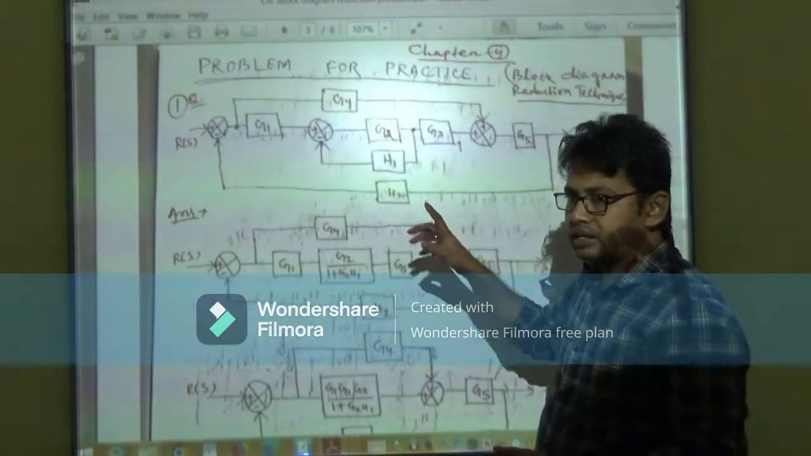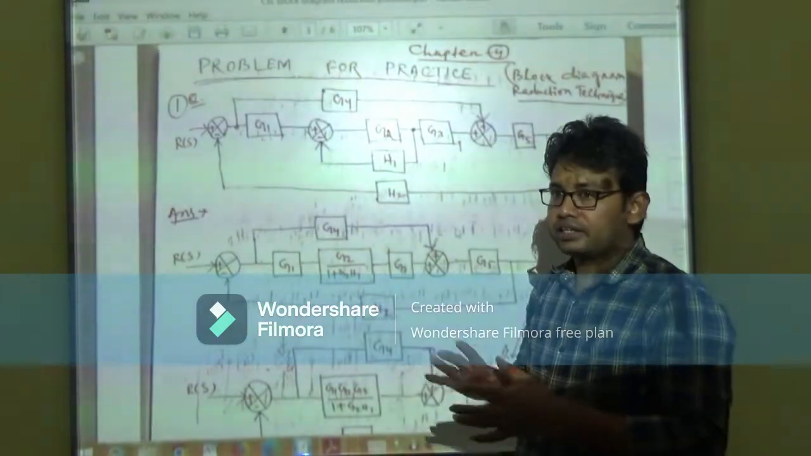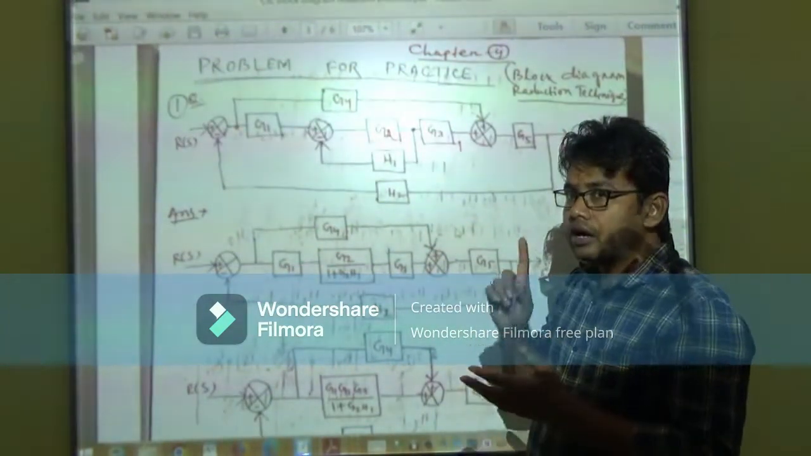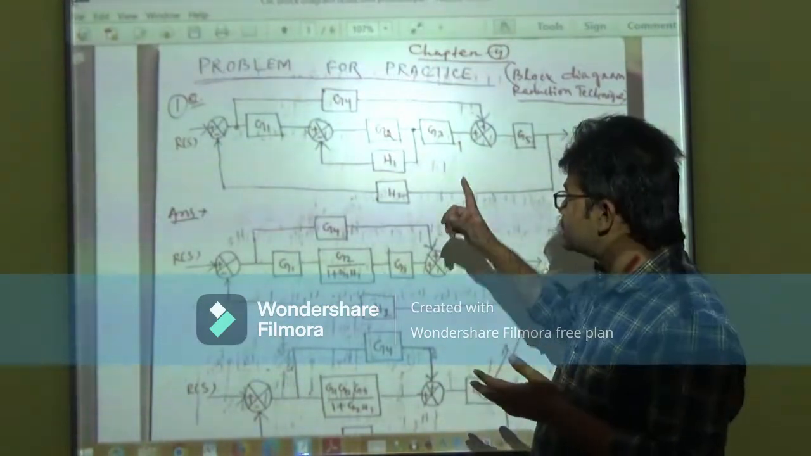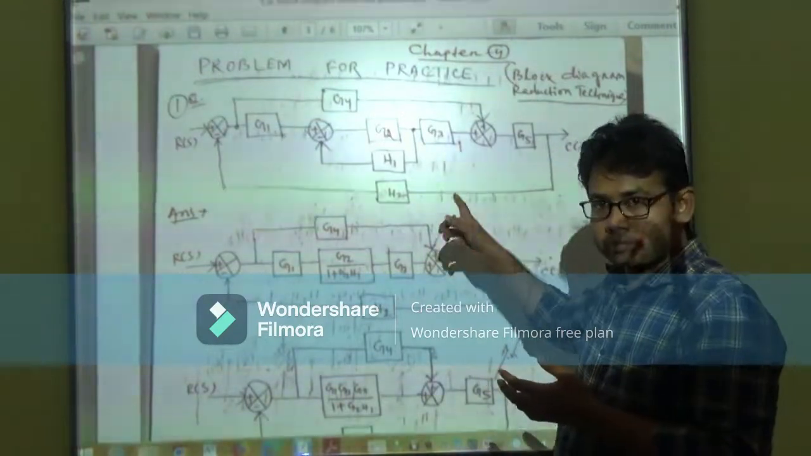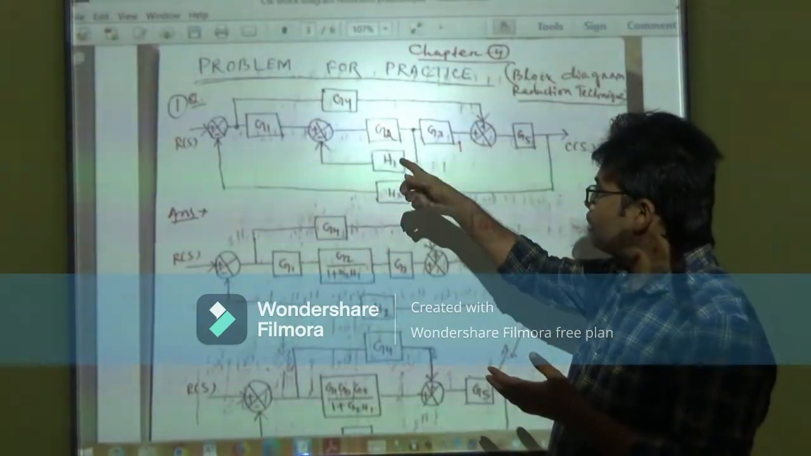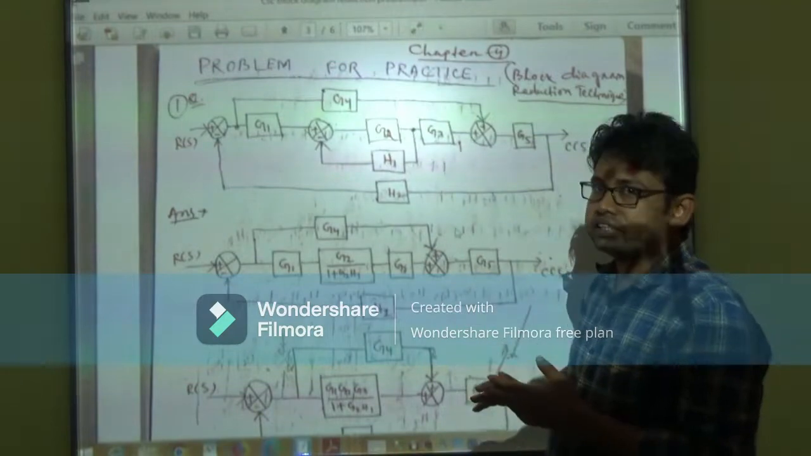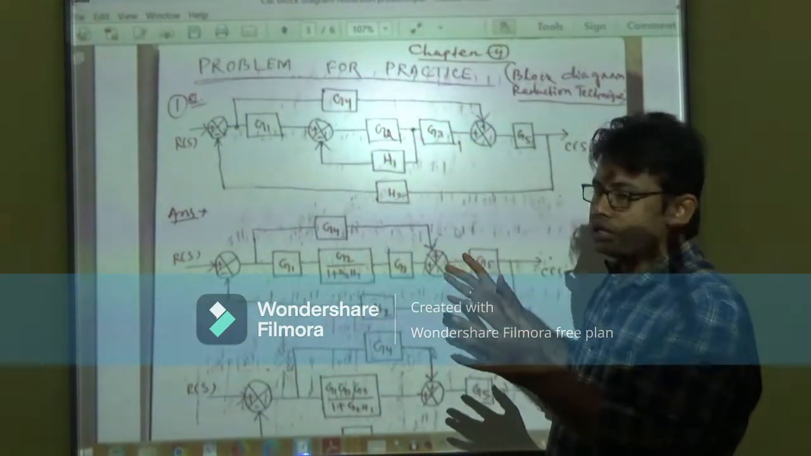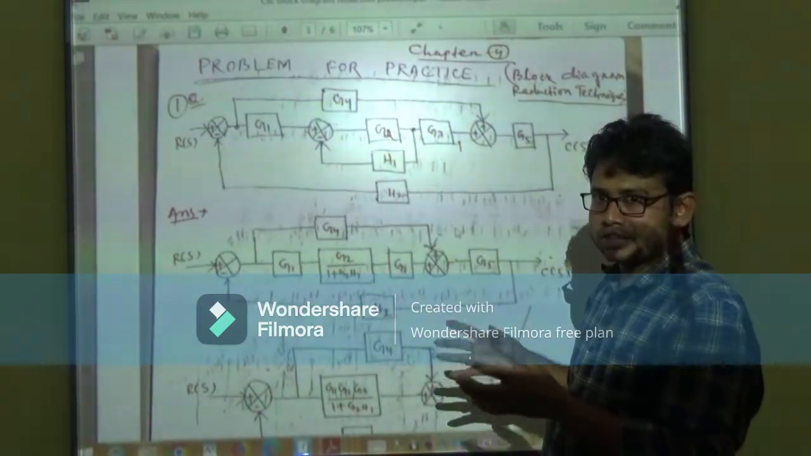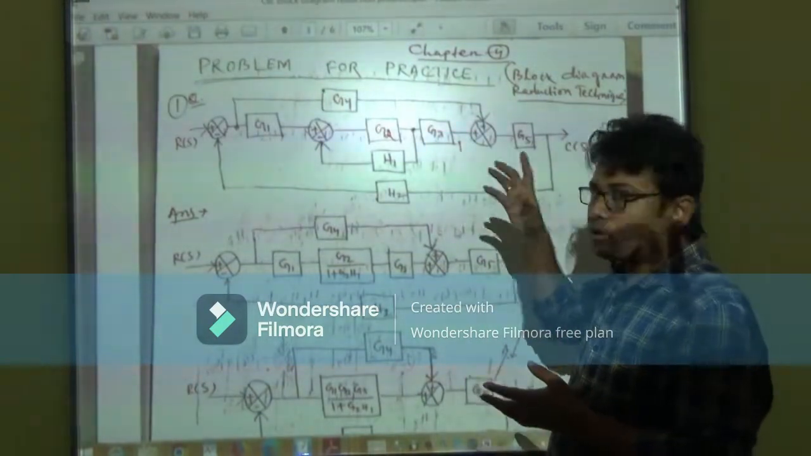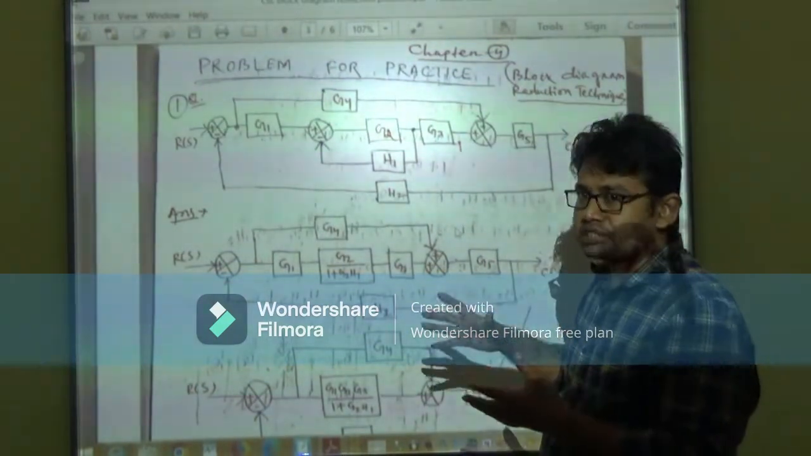How can we find the series path or cascade path? Second, where can we find the parallel path? Next is the feedback path. First we find the series path, and the series path reduces, after that, to one block. So two blocks or more are converted to one block.